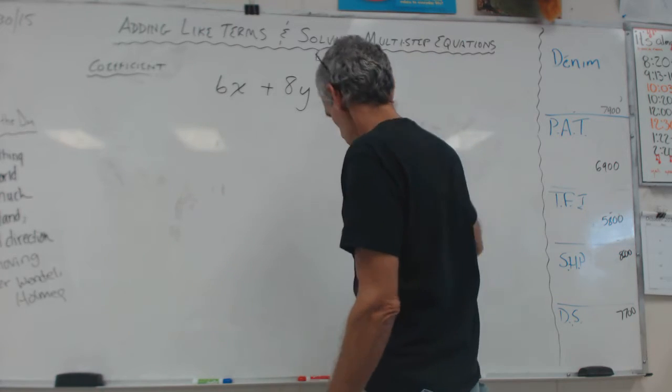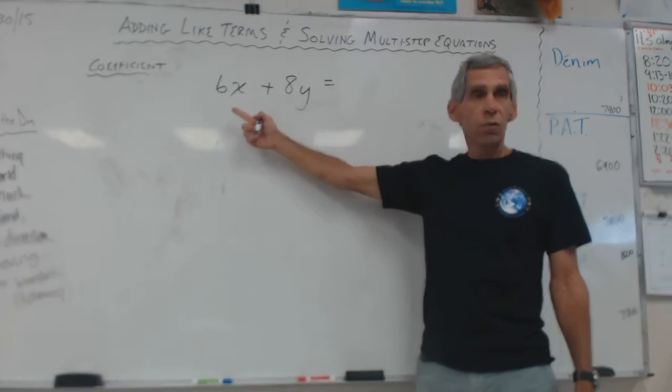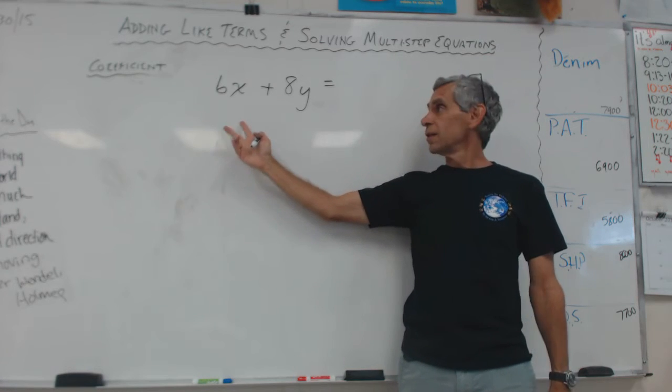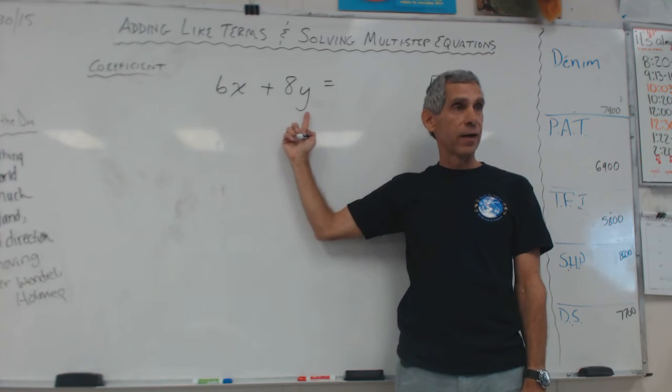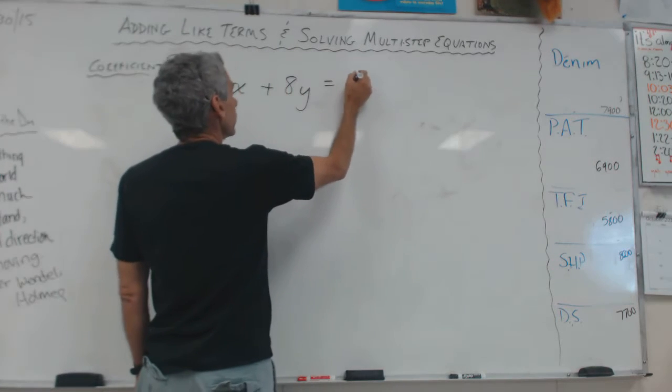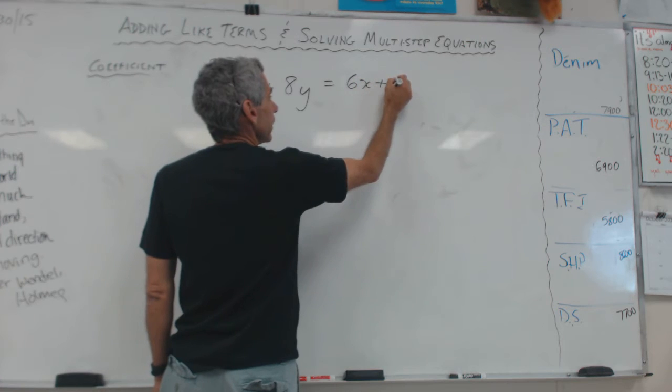So, 6x plus 8y. They are not like terms. This is my apple and this is my pomegranate, right? This is my apple and this is my pie. Okay, so I would just say it's 6x plus 8y.